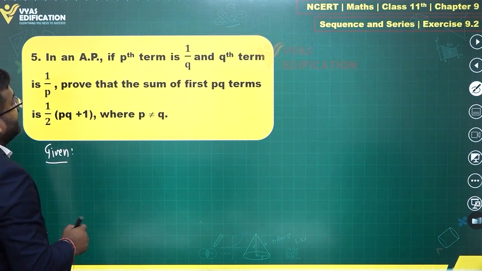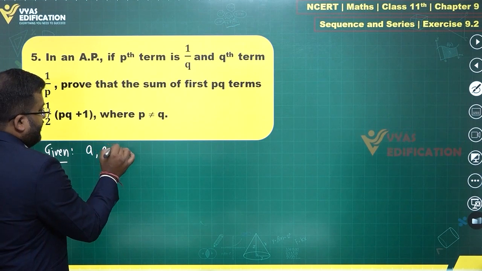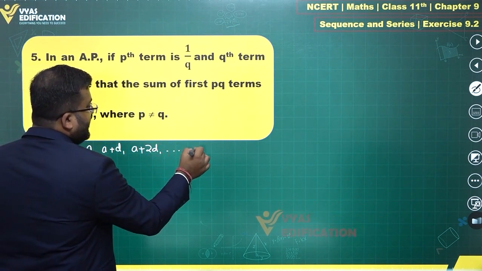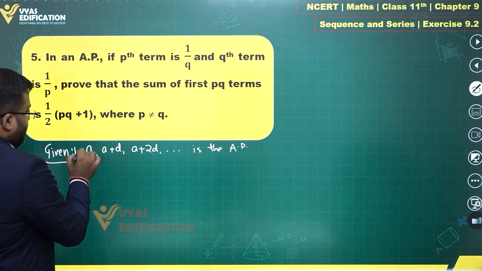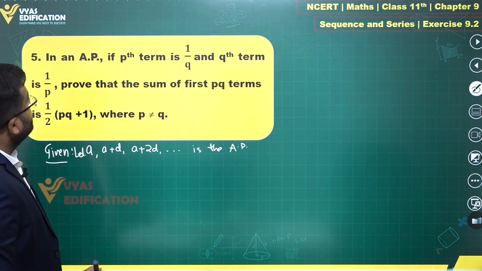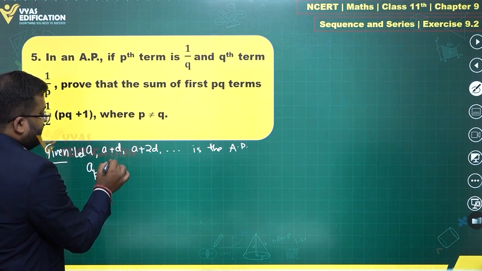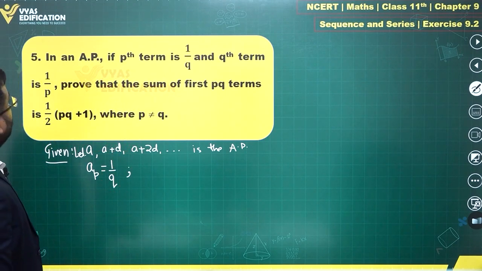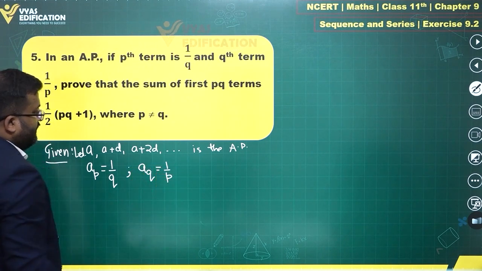The pth term is 1 by q. If it is an AP, A, A plus D, A plus 2D, and so on is the AP. Let this be the AP. It is given that the pth term, AP, is 1 by q. It is also given that the qth term, AQ, is equal to 1 by p.